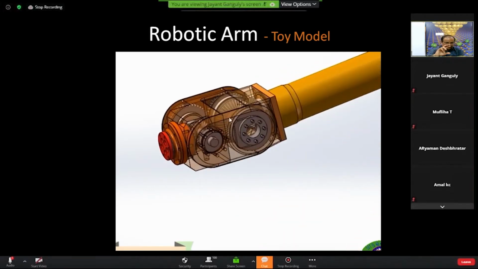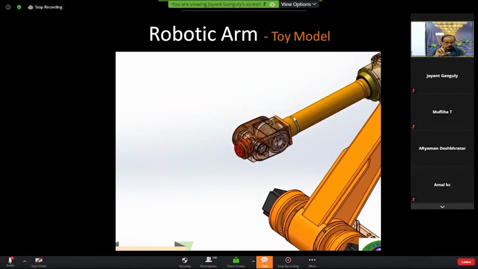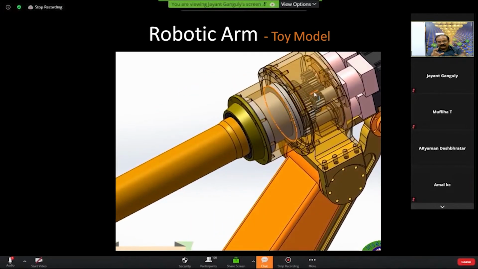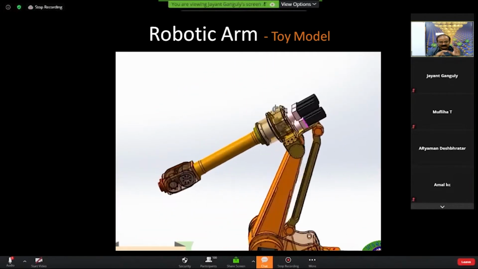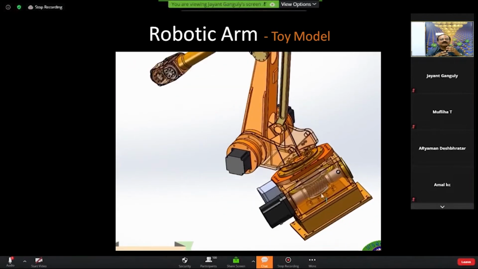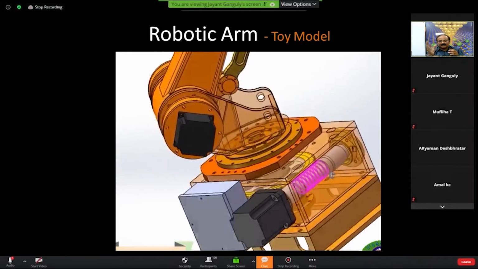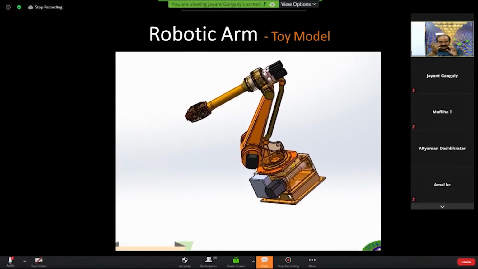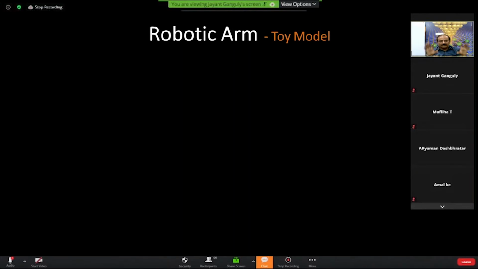They are operated using servo motors and gears, and sensors are there which can turn and twist depending on the gear positioning. They have different types of degrees of freedom, meaning how many ways it can move in space, and ultimately how much work it can do. So that is the robotic arm.